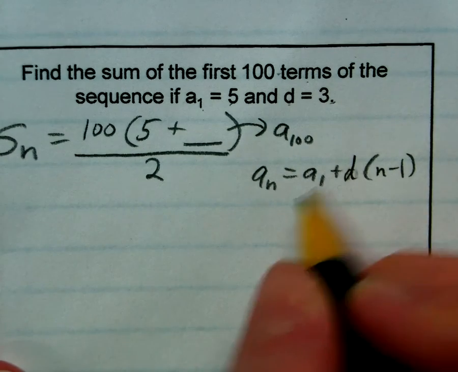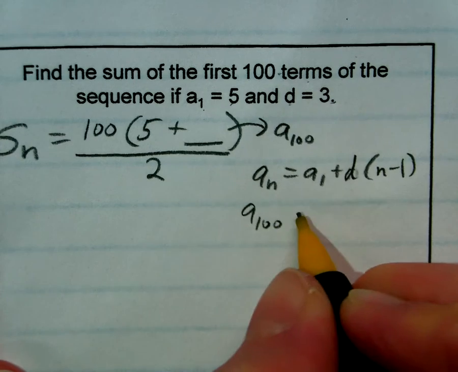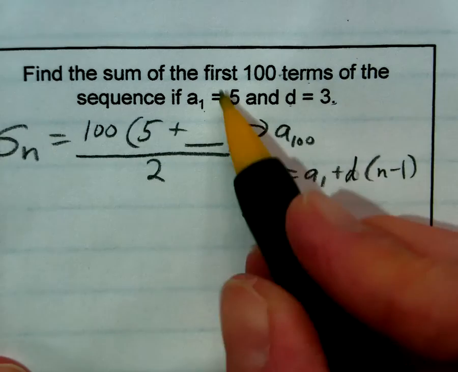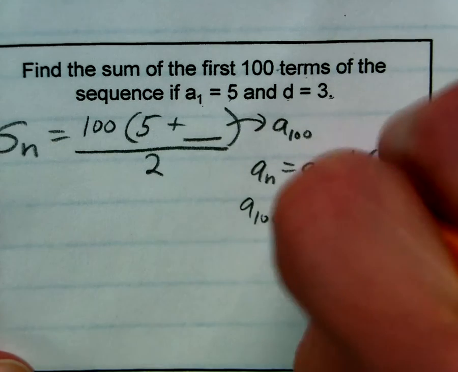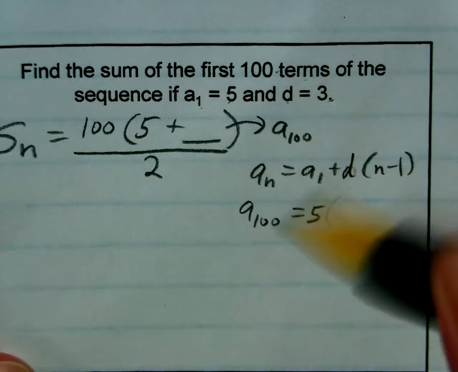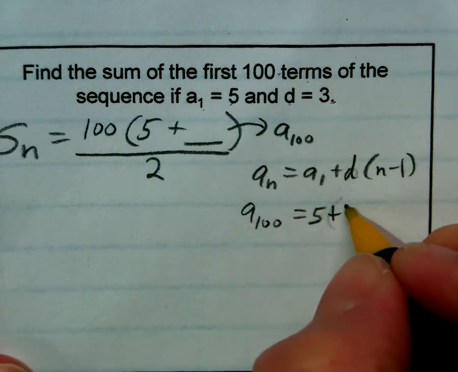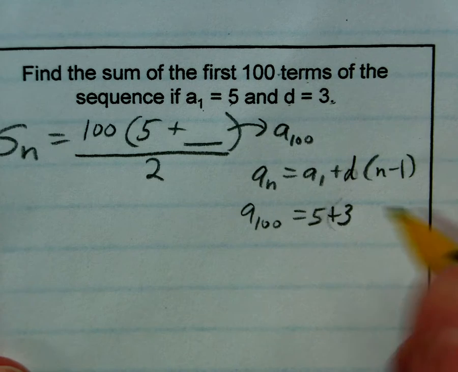To find the 100th term, we're just going to take the first term, which we know is 5, plus the difference, which we know is 3. So we'd be adding 3, add 3, add 3.